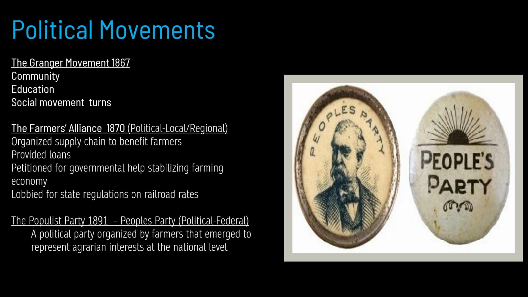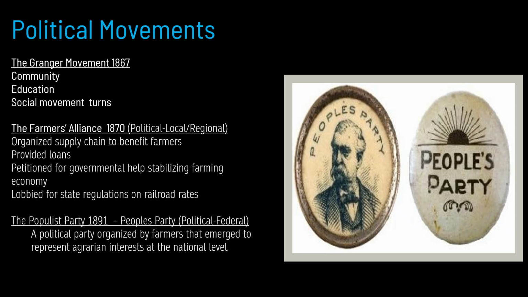So what happens when they move from just being a community talking, upset about different things, and sharing ideas, is they move into an alliance. That's called the Farmers Alliance, and that's in 1870. But this is just regional. It's local and regional, and it becomes more political, okay? So they organize and create this political body. But again, it's local. It's regional. It's not national.